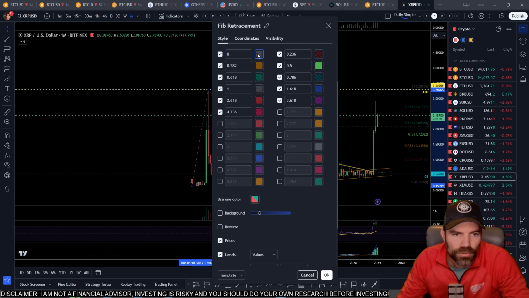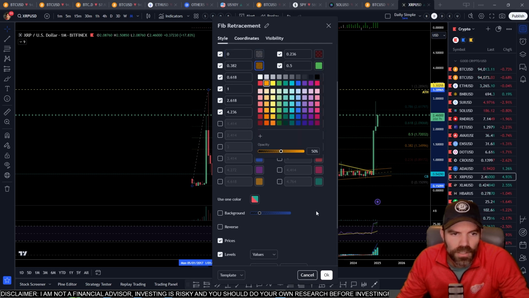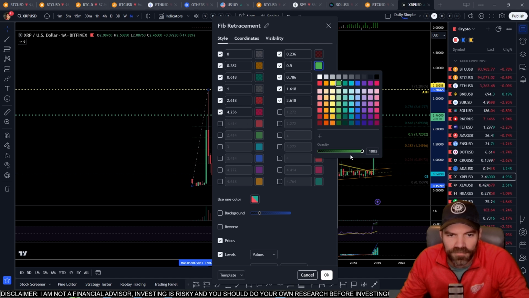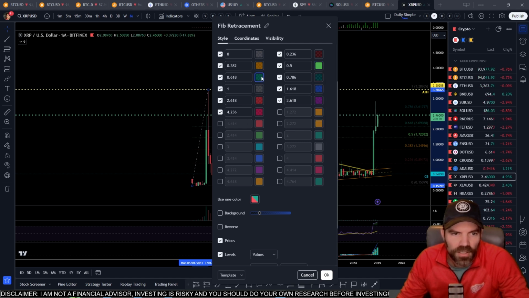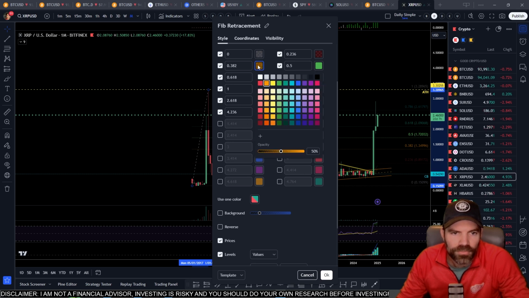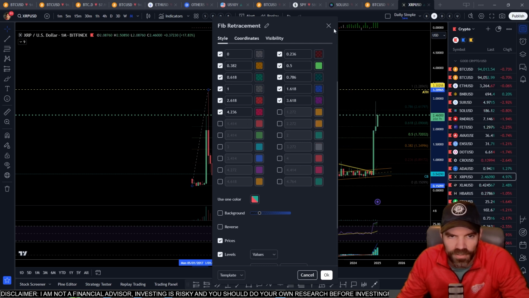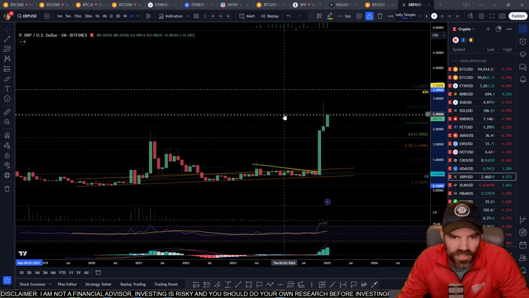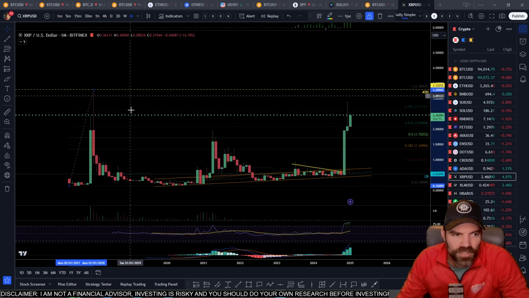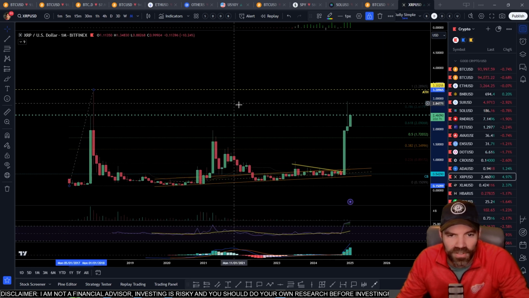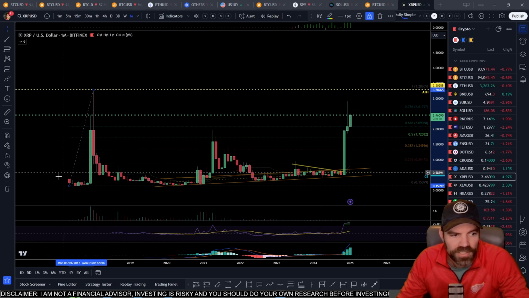I also go through here and change the opacity of these because I don't like them super dark. The 50% is very important, so I leave this one at 100%. Also the 618 and the 382 I leave at 50%, and then the rest of them I turn down to 24% opacity because they're not as important as the other ones. So that's what I personally do. This is the whole market, right? So the very first fib retracement I do is from the very top to the very bottom.